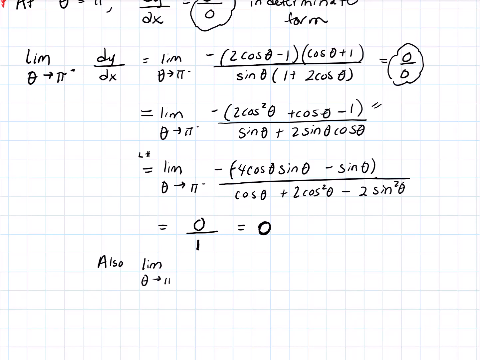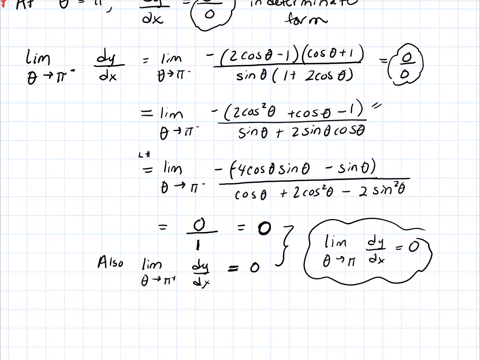And I will make a note here also, this is going to be exactly the same if we take the limit as theta approaches pi from the right of dy dx. We would also get 0. The steps would be exactly the same. Nothing's changing here as theta approaches pi from the left or the right. So we would also get 0. So therefore, we can say this: the limit as theta approaches pi of the derivative is actually 0, which makes it a horizontal tangent line.